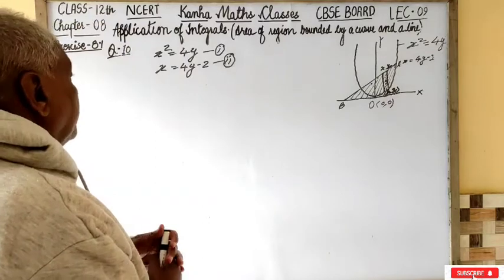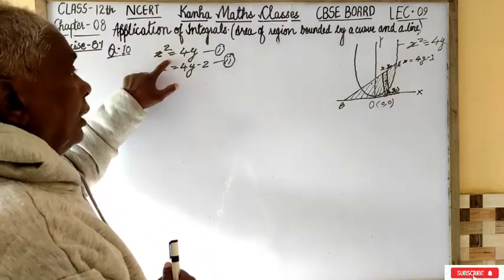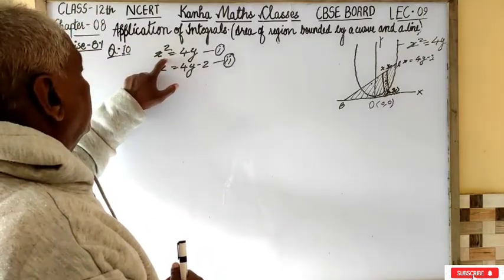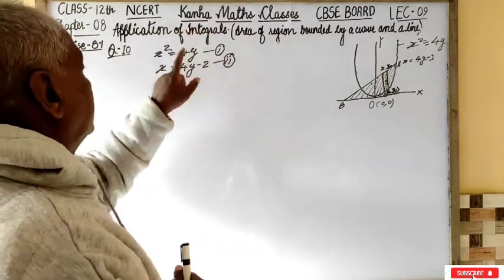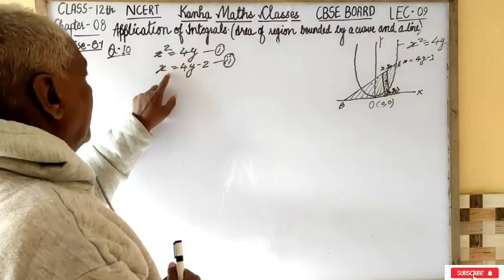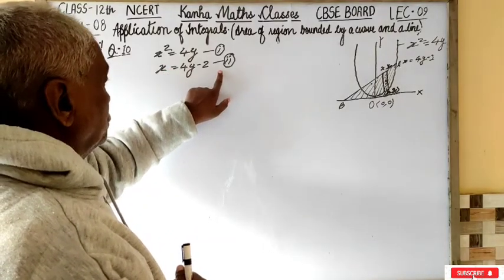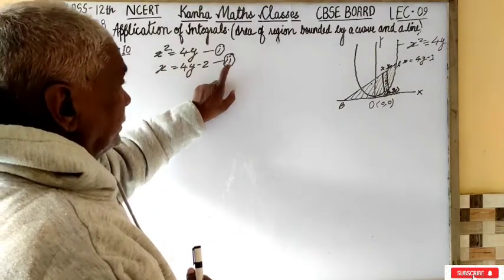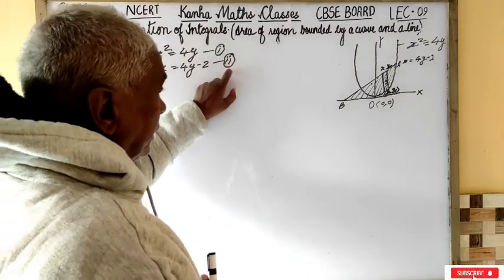Under question number 10, we have a parabola. This is positive along the y-axis, x square is equal to 4ay type, and this is the straight line, x is equal to 4y minus 2. This is the second equation.